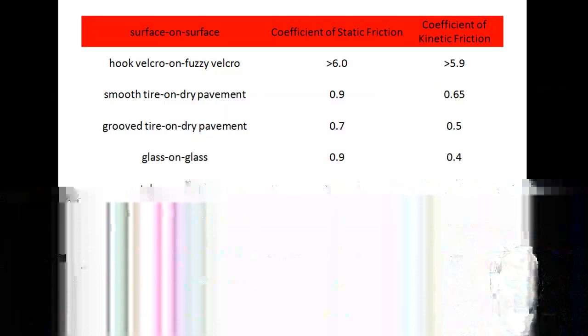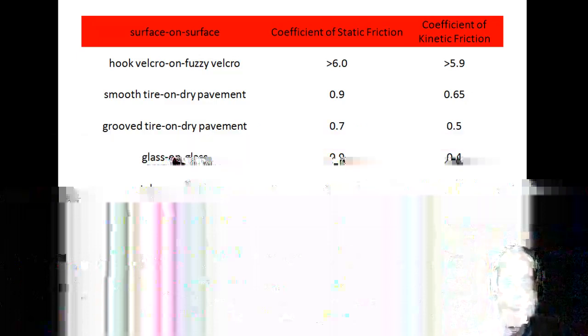Coefficient. Here, the kinetic friction is lower than the static friction. A grooved tire is at 0.7 compared to the 0.9 for a smooth tire. So you think, well, why do we use grooved tires? Because we want as much friction as possible. We want the tires to grip the road as much as possible. So smooth tires would make more sense.